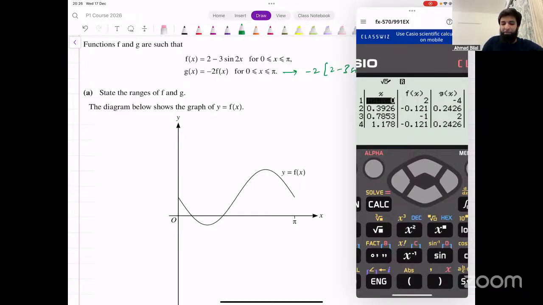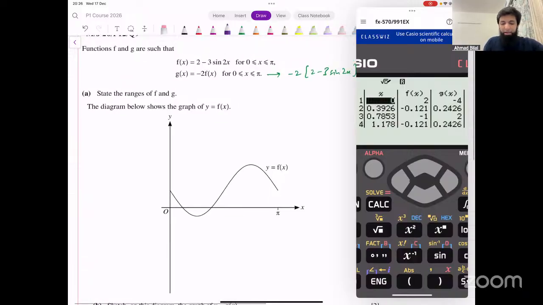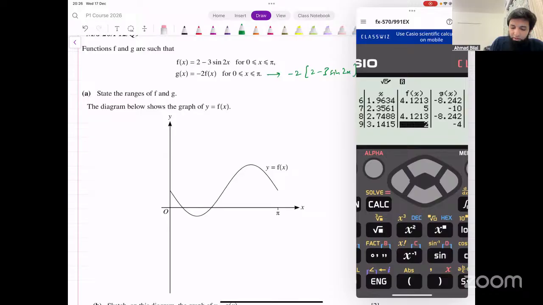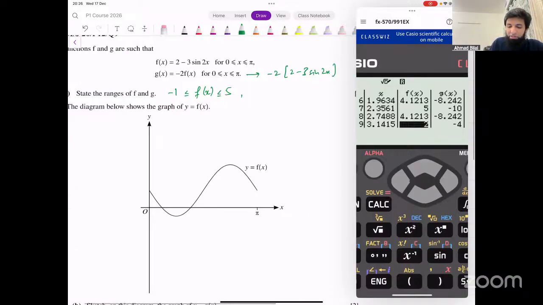Let's start with f of x first of all. In the table, what's the greatest value of f? Currently I can see 2 and minus 1 being the lowest. Okay, we're going to 4 as well. It's getting to 5. And 5 is the biggest value and minus 1 is the smallest value, right? So it's not going below minus 1 and it's not going above 5. So what's the range of f going to be then? Range of f is from -1 to 5. What about g? You can do the same thing for g as well.